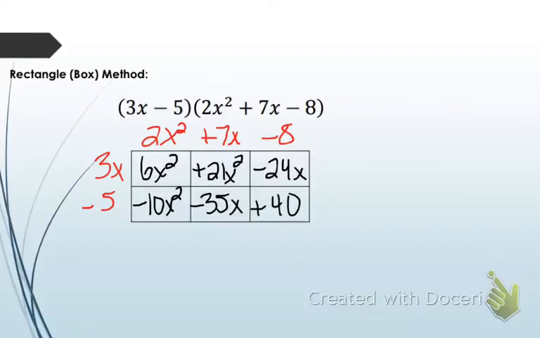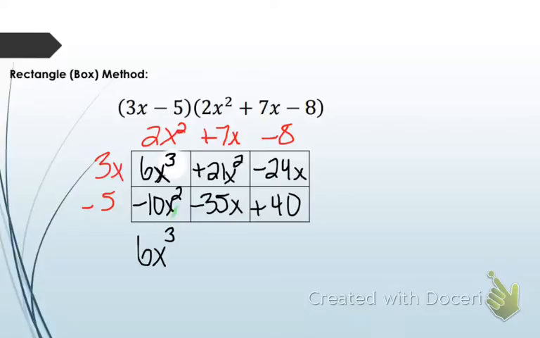So, oh, I made a mistake. This here should have been a power of 3. I went too fast. That should have been a power of 3. Okay, so what we're going to do next is I'm going to write this out, starting with the highest degree, which is the power of 3.